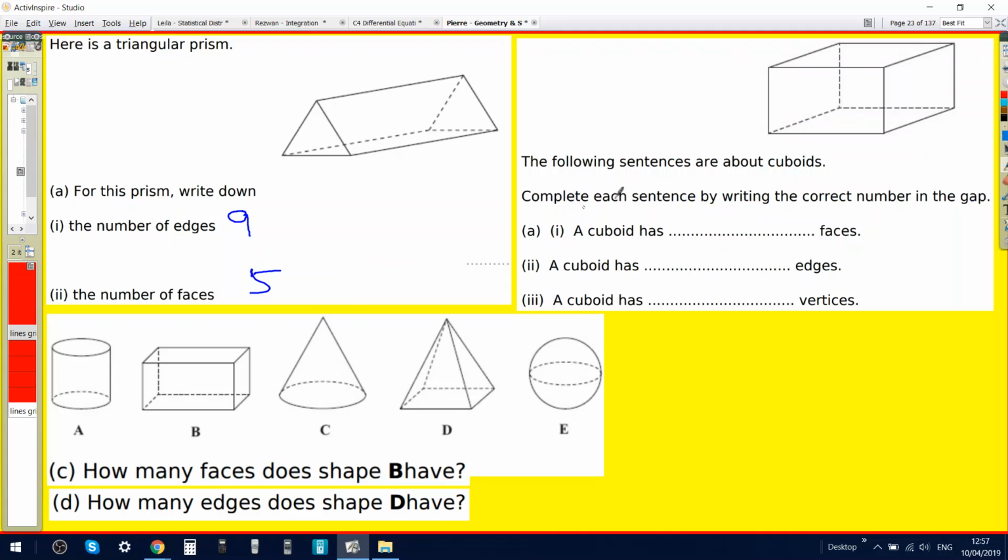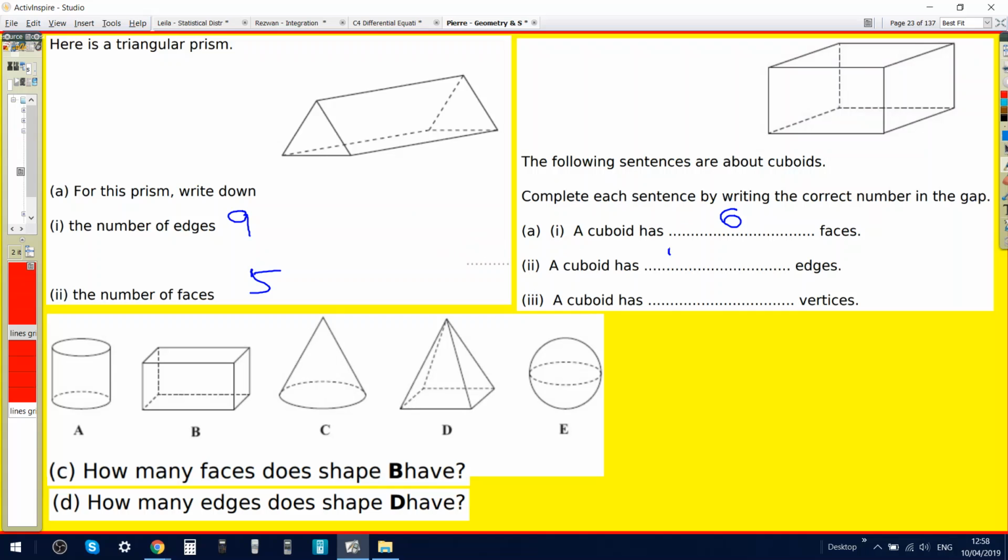Okay, the one on the top right. A cuboid has 6 faces. Yep. Edges. 8. So it's got 4 at the front, 4 at the back. So that's 8, and 9, 10, 12.